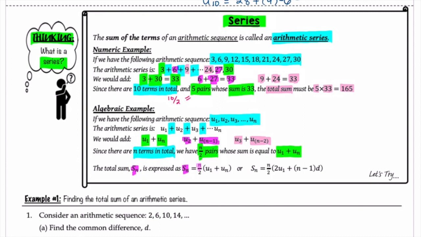We take the pairs and multiply by whatever the first and last term added up to, just like we did with that numeric example. This second formula is the same kind of concept, only that in this one we are using the common difference and the first term. Both of these are found in your formula booklet. You will not need to memorize them. You would just need to know how to use them. So let us try the first example.